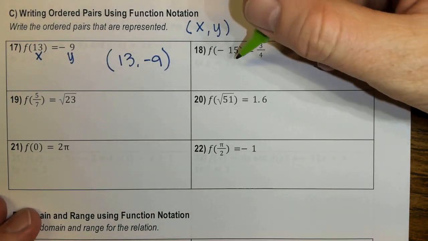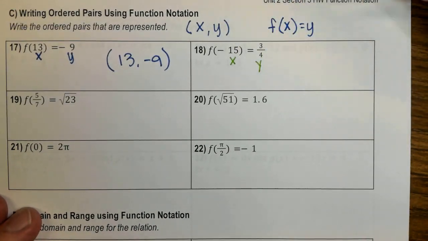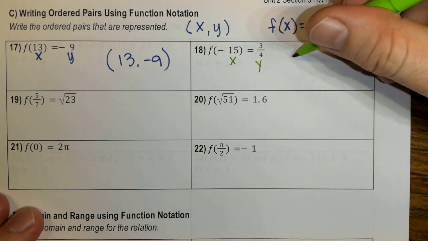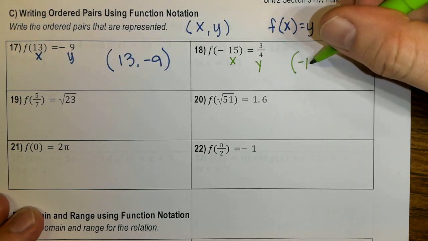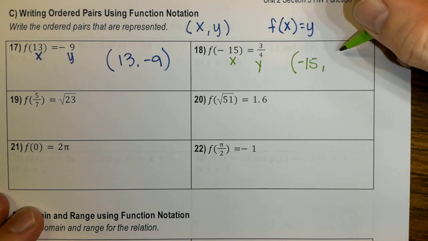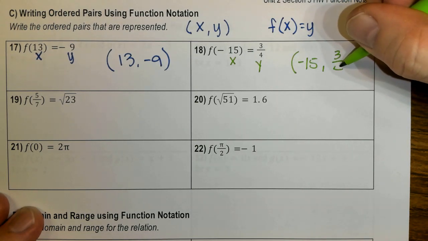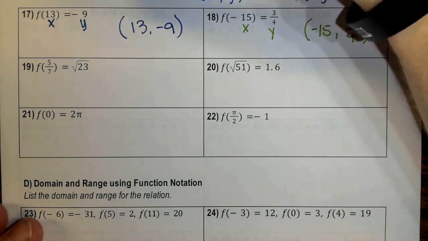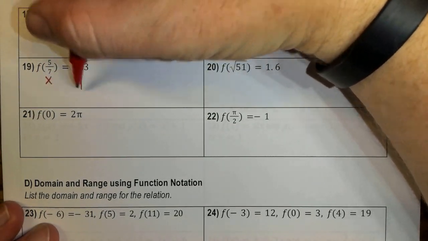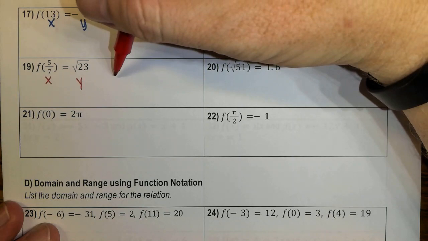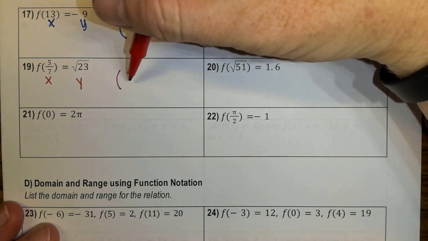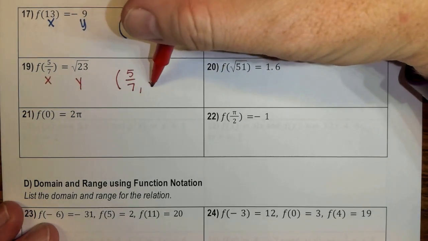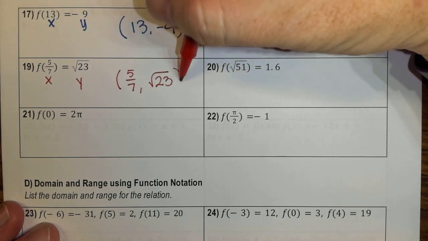Again, if it helps to label, let's do x and y. And I just want my x comma y. So I do parentheses, x is negative 15, and then y is 3 over 4. And I'm done. All right, 19. Hey, these are going to go quick. I have x and I have y. So my ordered pair is parentheses, x is 5 over 7, and y is square root of 23.